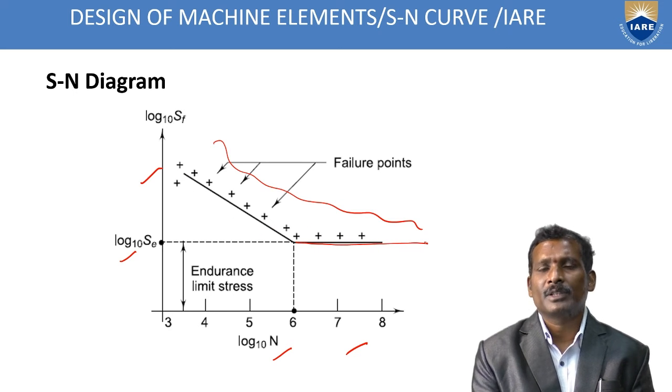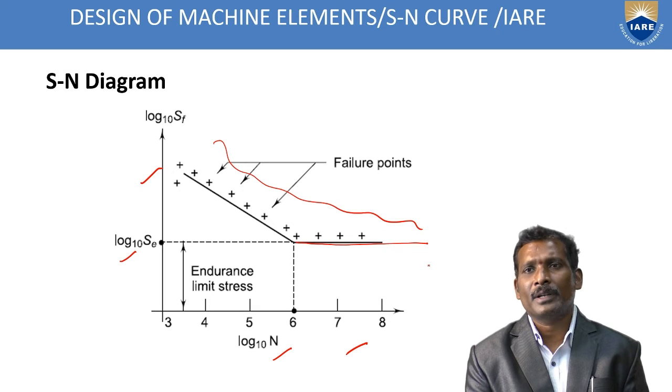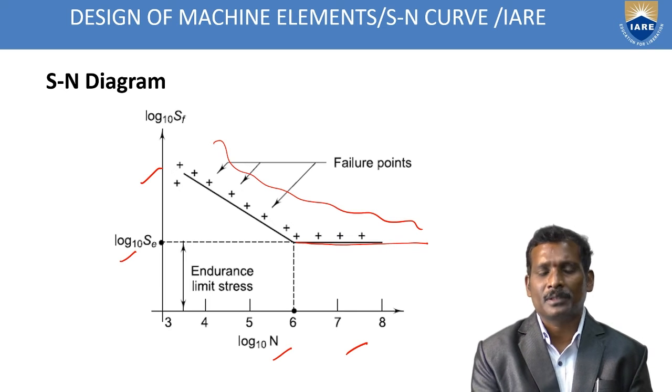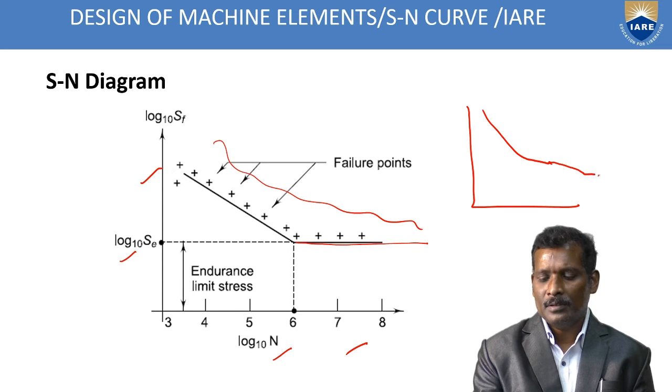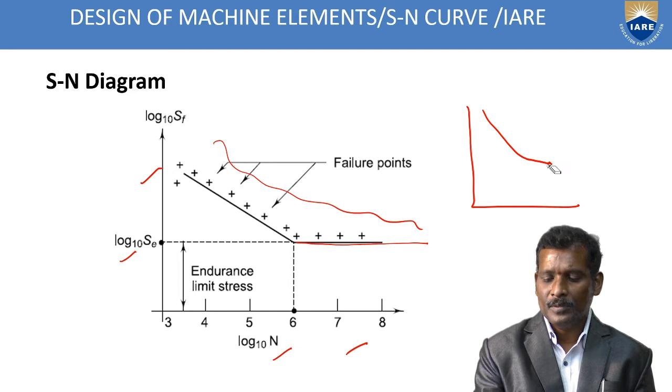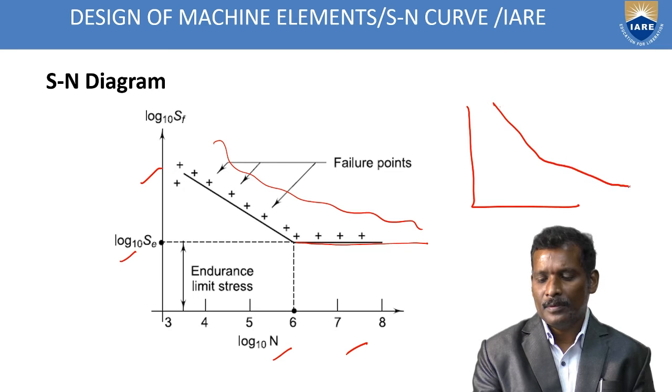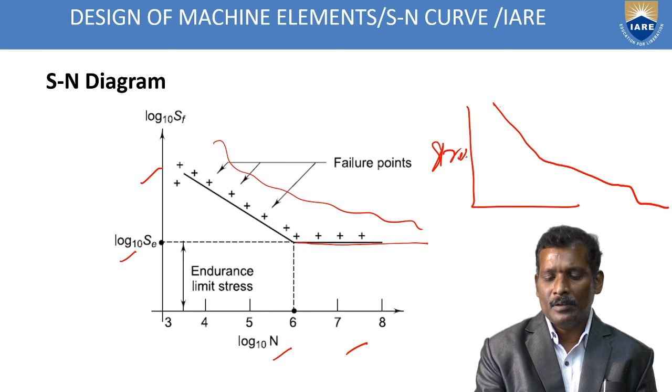This is for the ferrous materials, where the curve becomes a straight line. For non-ferrous materials, the curve never becomes a straight line. Clear? For non-ferrous materials, the curve is like this, it never becomes flat. So this is for non-ferrous.